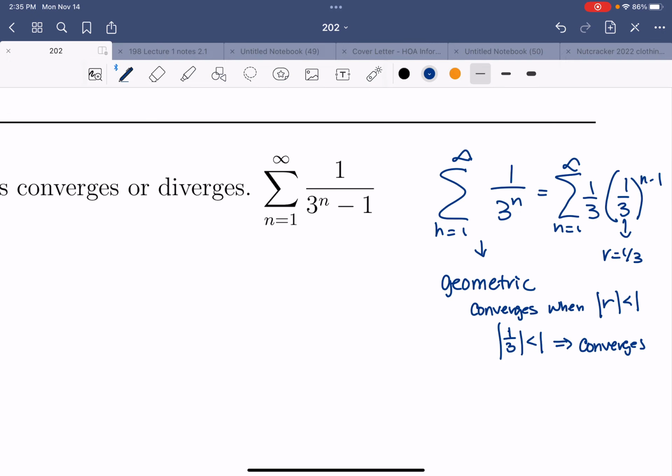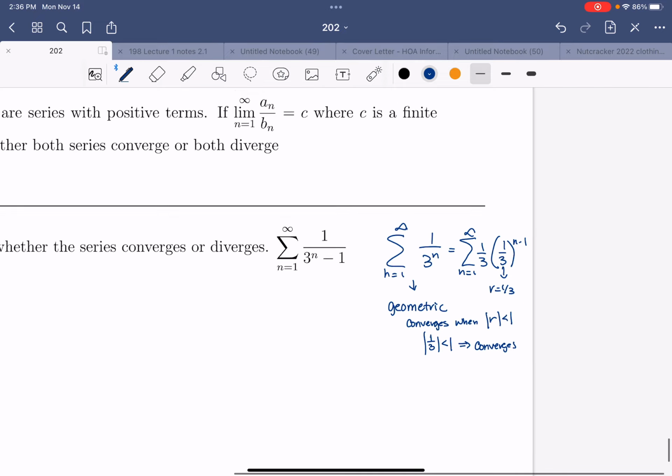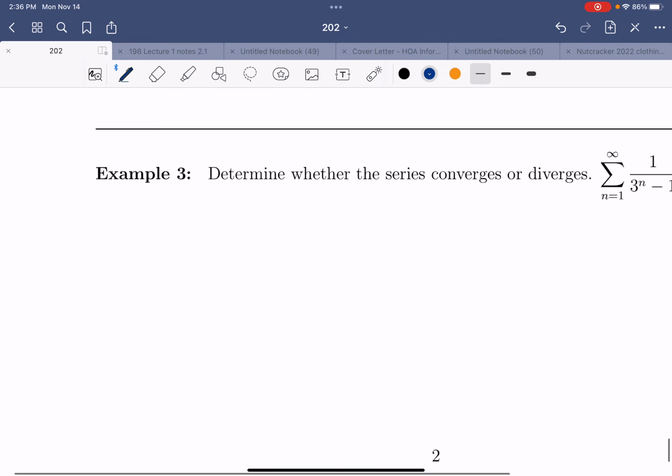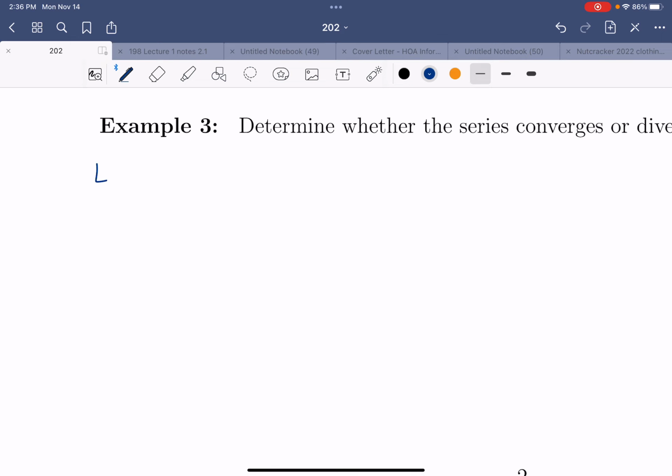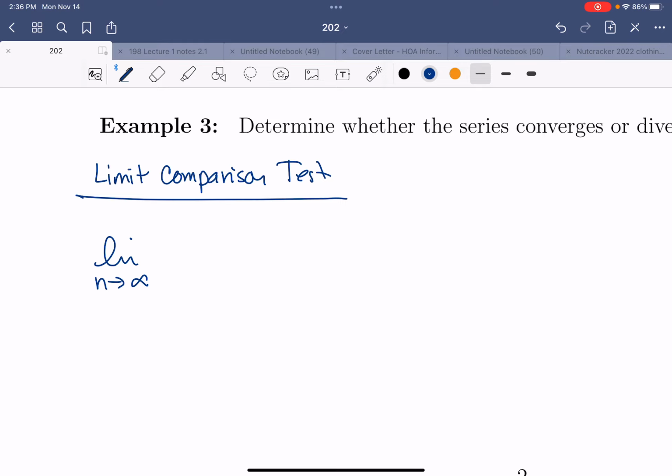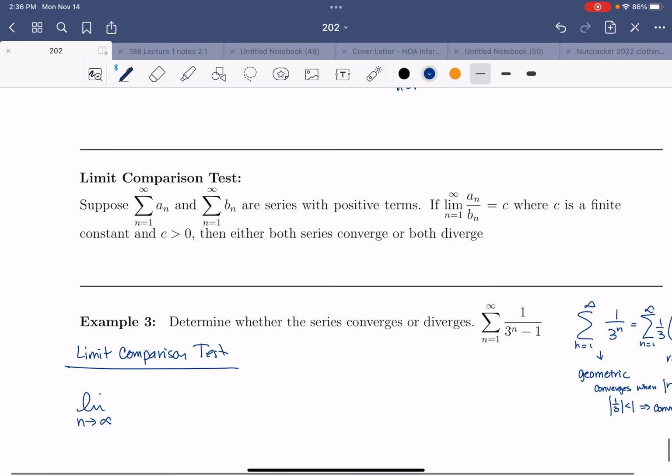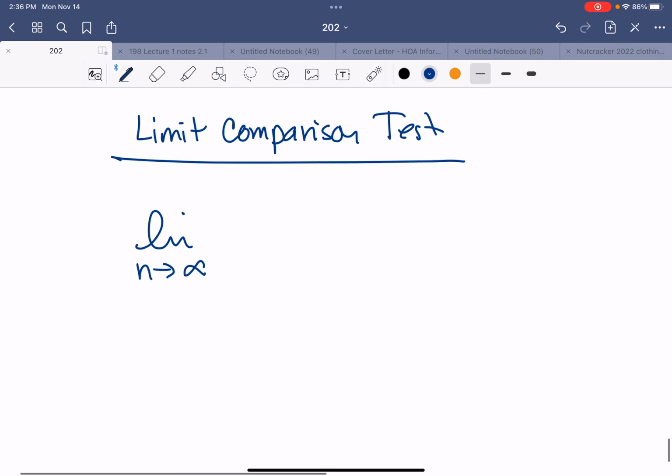So if I wanted to use a comparison test, I'd have to show that my series is smaller than this series. But look what I've done. I've subtracted 1 in the denominator, and that makes it bigger in the denominator, just slightly bigger. So I can't use comparison test, but I can use limit comparison test. In limit comparison test, I want to look at the limit as n goes to infinity of, and to be honest, it doesn't matter what our c is, and therefore it doesn't matter which one goes top and bottom. It's up to you which one goes top and bottom.